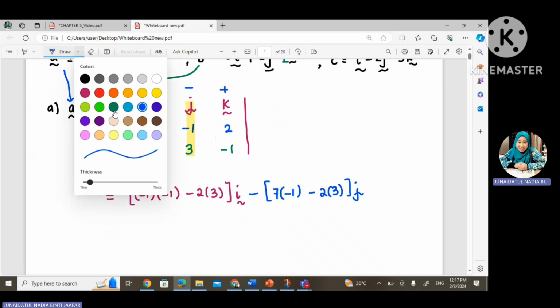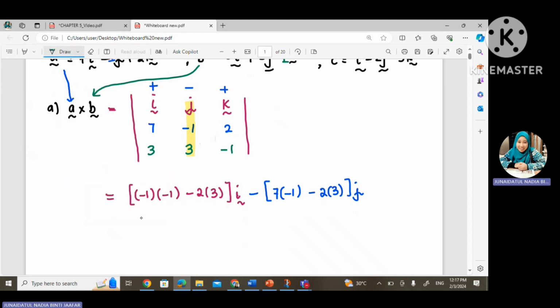And then for k, it is plus, and we cross out column k. So we have 7 times 3, minus negative 1 times 3. So this is for k.